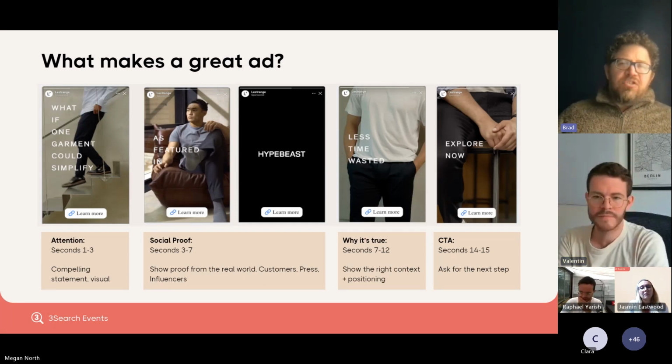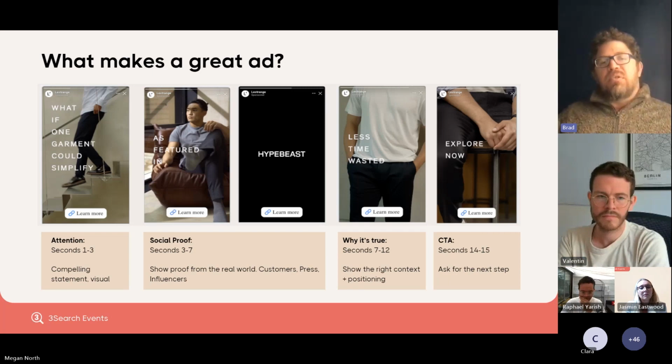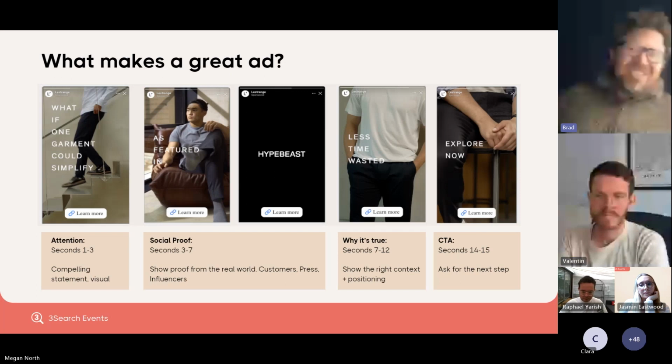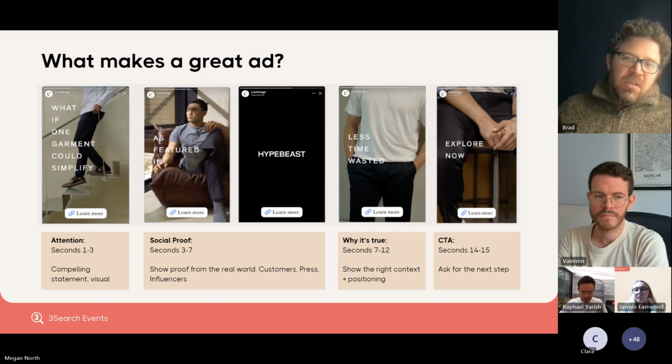I think for me, this structure is interesting, but I'd also improve it in certain areas. I'm sure you both know who Hypebeast is, but they're very well known and well respected in that particular space. If you've got strong trust and brand awareness, the social proof aspects are less needed. You don't have to emphasize them. To Raph's point earlier, you don't have to waste seconds convincing people that you're a brand worth trusting. The second thing I'd add, in terms of that attention piece, is that you've got one second to get another three seconds, let's say.